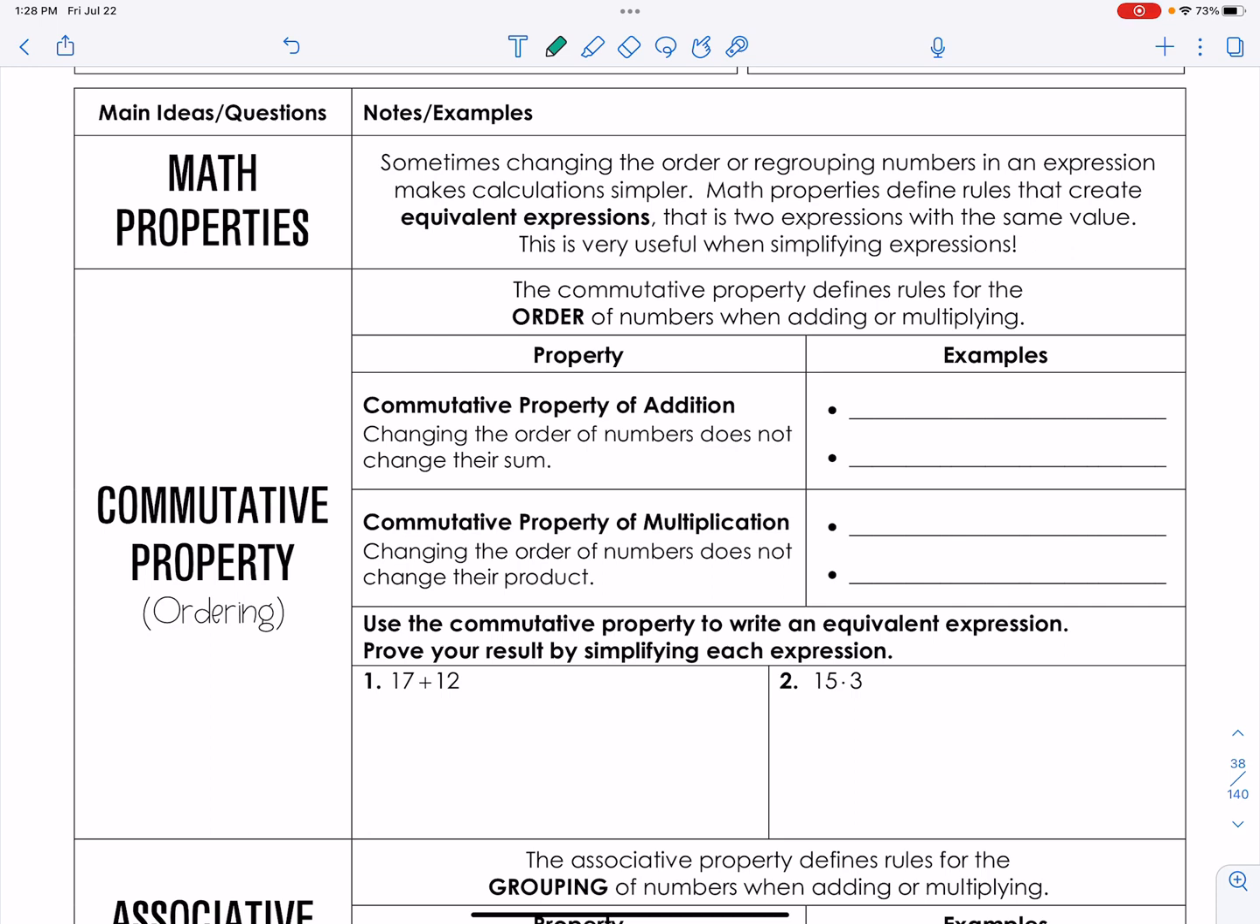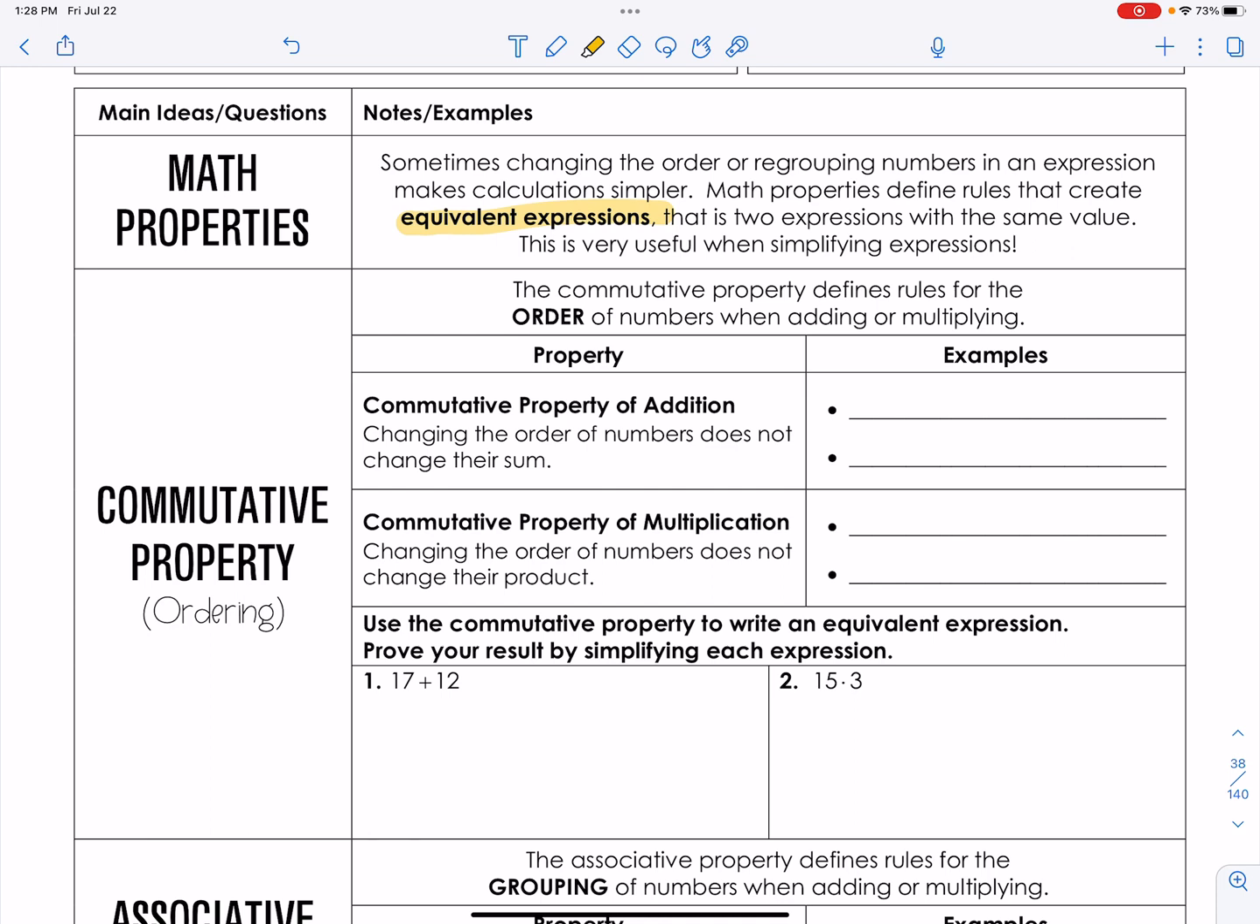So I'm reading the properties. It says, sometimes changing the order or regrouping numbers in an expression makes calculations simpler. Math properties define rules that create equivalent expressions, that is, two expressions with the same value. This is very useful when simplifying, okay?